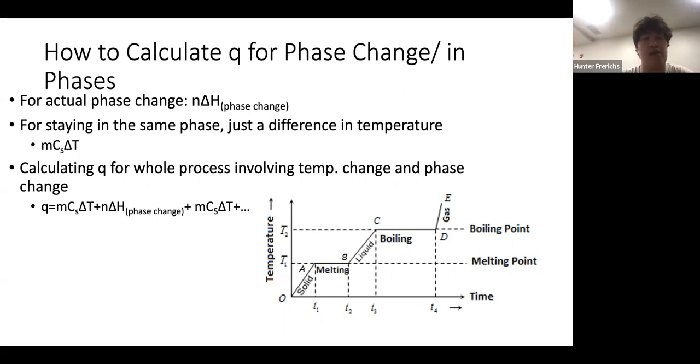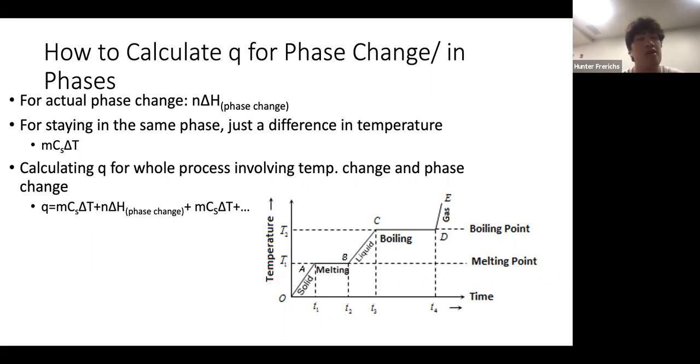Yeah, for your Q value. For your actual phase change, you can use the equation n delta H. Remember, n is your number of moles. If it gives you a mass of a substance, you need to find out how many moles are in that mass of that substance.